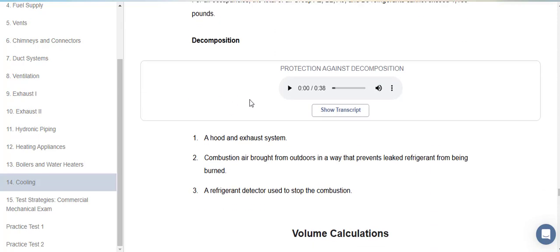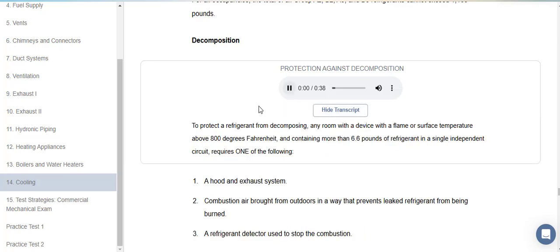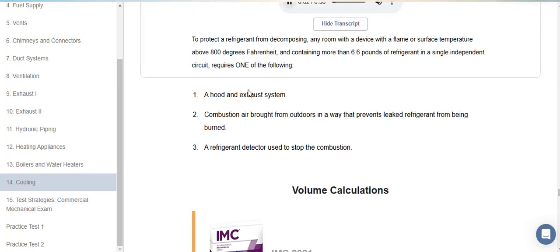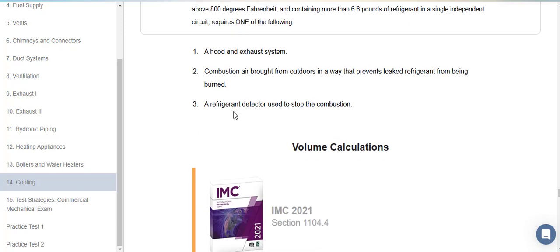Protection against decomposition. To protect a refrigerant from decomposing, any room with a device with a flame or surface temperature above 800 degrees Fahrenheit and containing more than 6.6 pounds of refrigerant in a single independent circuit requires one of the following. Let's look at them together. 1. A hood and exhaust system. 2. Combustion air brought from outdoors in a way that prevents leaked refrigerant from being burned. And 3. A refrigerant detector used to stop the combustion.